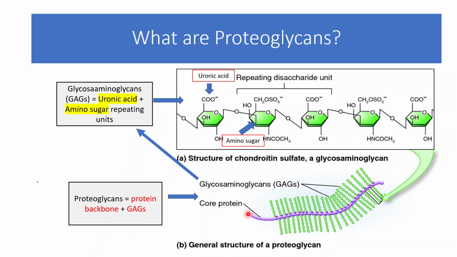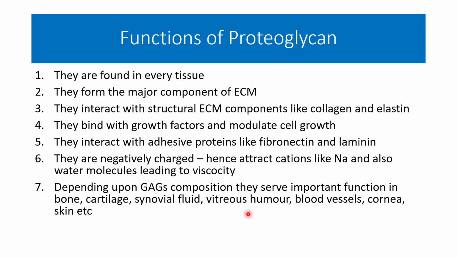and thus it becomes a proteoglycan. Now what are the functions of proteoglycan? They are found in literally every tissue. They form the major component of extracellular matrix. They interact with structural extracellular matrix like collagen and elastin. They bind with growth factors and modulate cell growth. They interact with adhesive proteins like fibronectin and laminin. They are negatively charged, hence attract cations like sodium and also water molecules, which leads to their viscosity. That is why proteoglycans are viscous in nature.